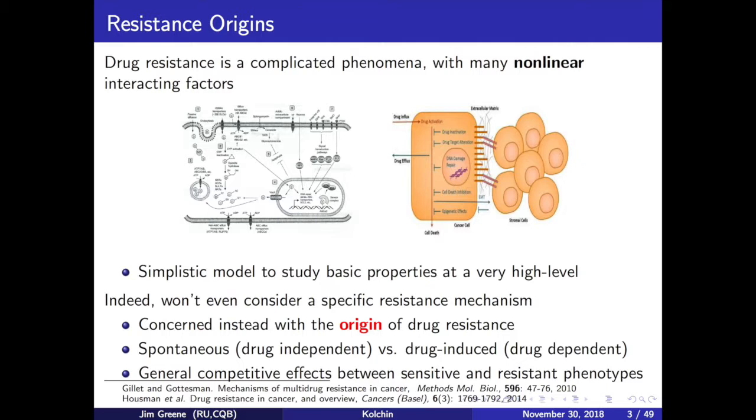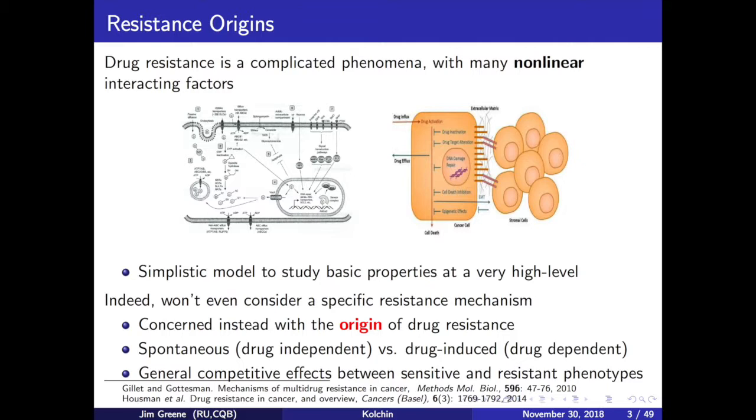In fact, I'm not even concerned with the resistance mechanism. I'm not saying mechanisms are bad. A lot of people, when they study these sorts of problems, consider specific mechanisms like the upregulation of PGP pumps, for instance. But that's not what I'm concerned with. We're concerned instead with, resistance is basically a black box. Instead, we're concerned with how did the cell become resistant? Where did this resistance originate?